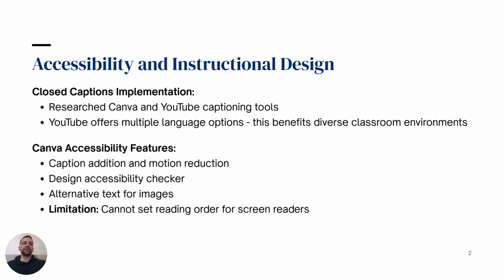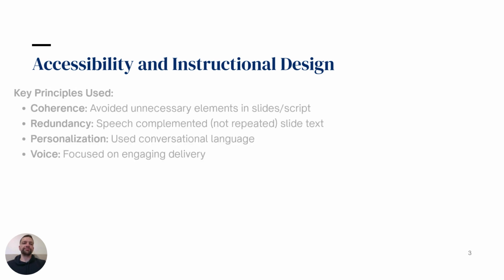While you can add alternative text to images, which is essential for screen readers, Canva doesn't let you set the reading order of elements. This is a major flaw because when someone uses a screen reader, the text might be read in the wrong sequence, making the content confusing or meaningless.